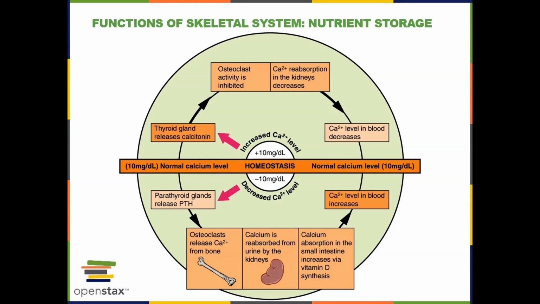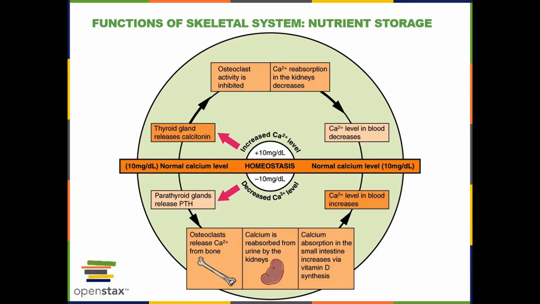If calcium concentration falls below the set point, the parathyroid gland will produce the hormone parathyroid hormone, PTH, and parathyroid hormone will stimulate osteoclasts, which are cells in the bone that break down the matrix of bone. They break down the hydroxyapatite and release calcium from bone into the blood.